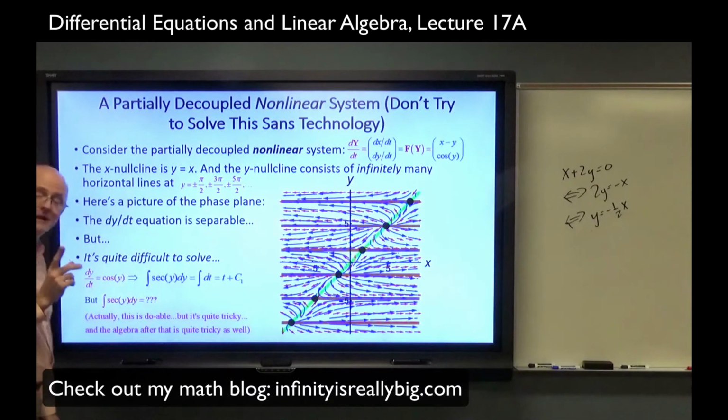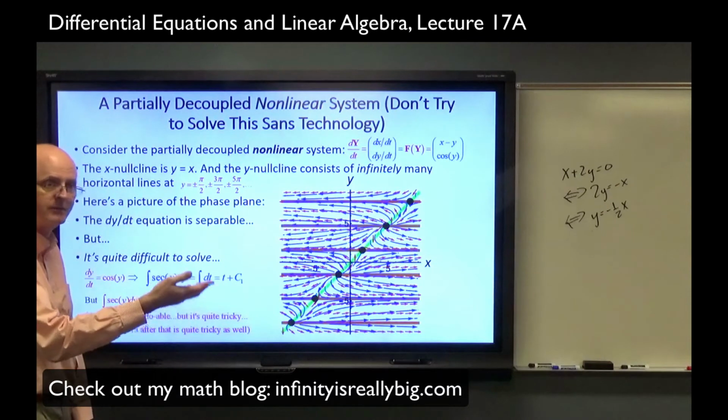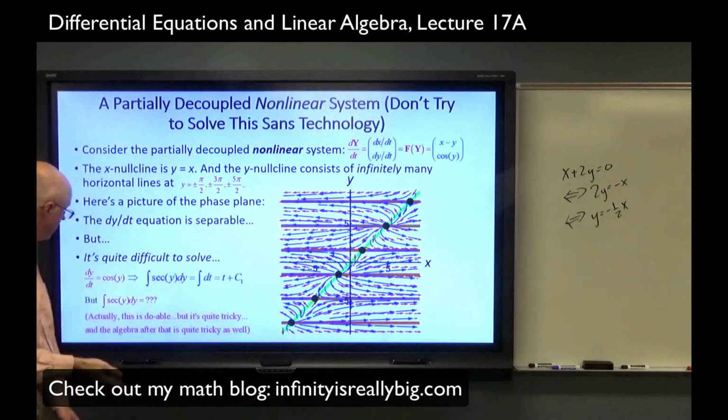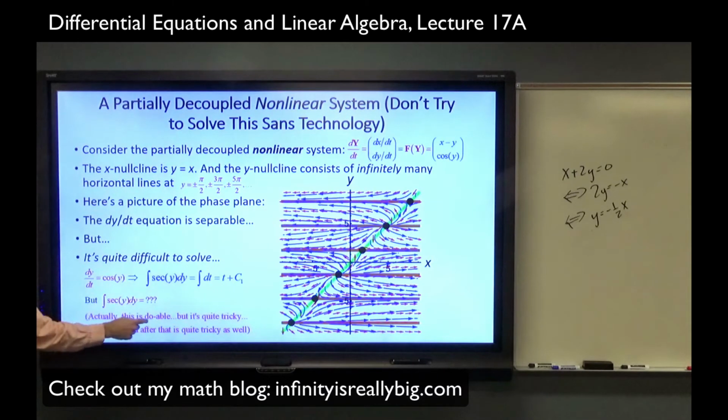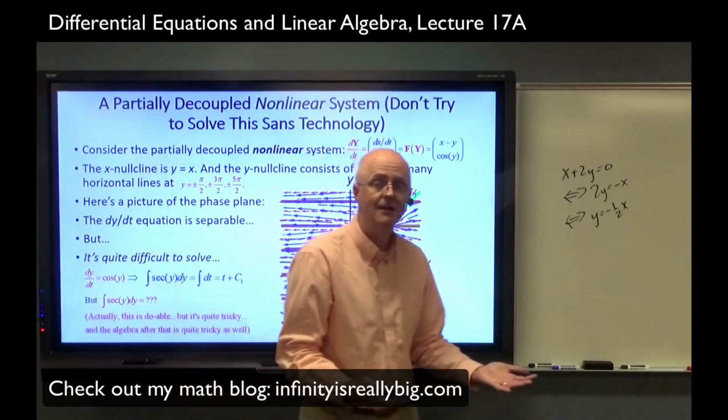It's easier to integrate secant squared. The integral of secant squared y would be tangent of y plus c. That's easier. Integrating just a plain secant of y is harder though. It is doable though. You can do it, but it's quite tricky. And even after you've done it, to solve for y as a function of t is also quite tricky. I'll show you how Mathematica did it. But I'm also just on the PowerPoint here just going to show you the answers.